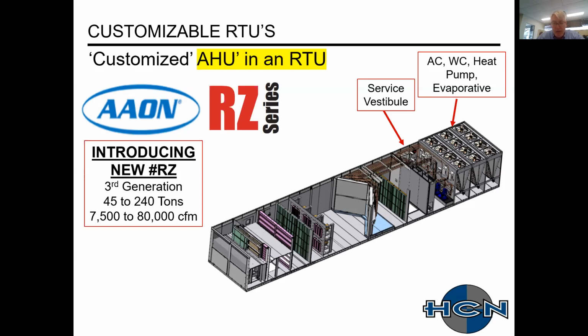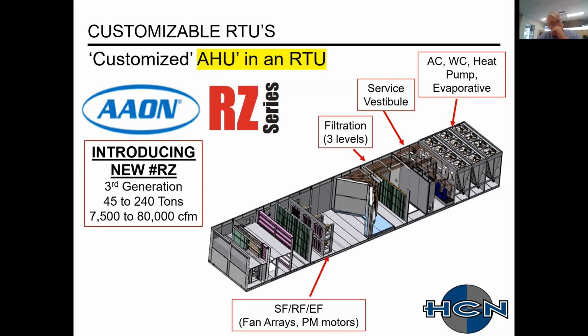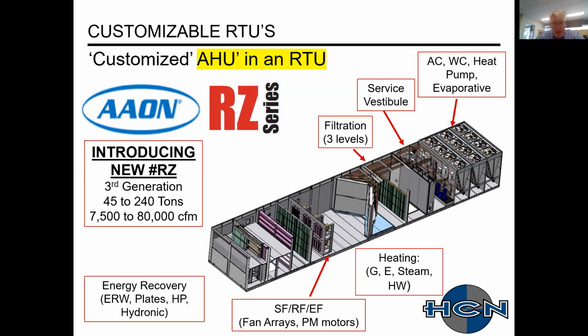All the units have a service vestibule. There's 3 levels of filtration, all the way up to HEPA filters. The supply fan, return fan, exhaust fan are available as fan arrays, minimum of 2, up to 9 or 12, depending on your size. They do have an option for permanent magnet motors versus your traditional induction type. Energy recovery options that we talked about, as well as the heating with gas, electric, steam, as well as hot water.